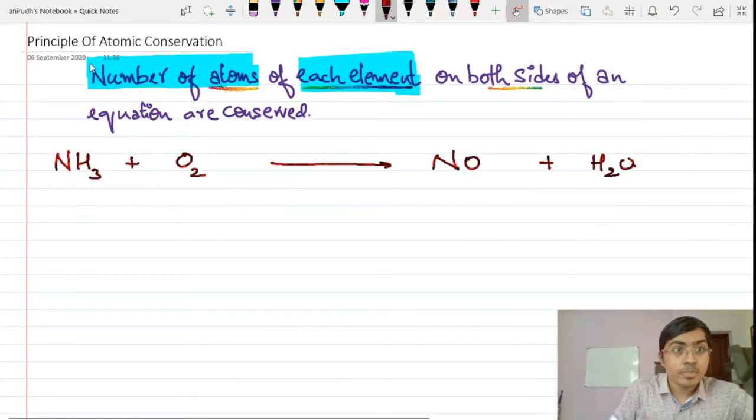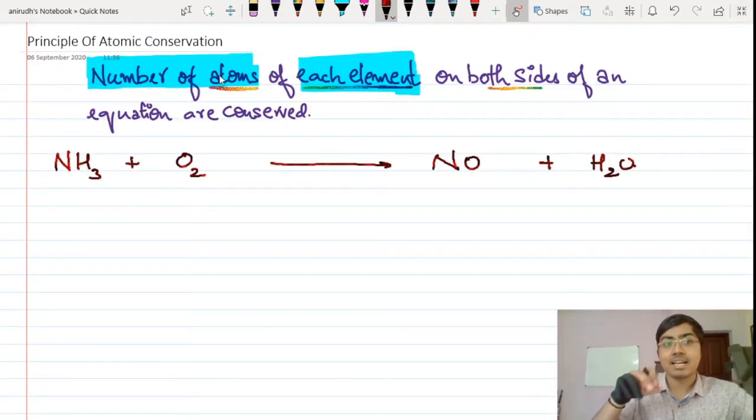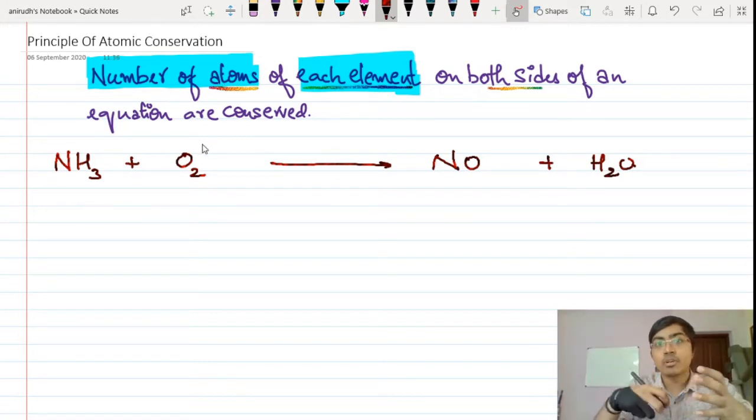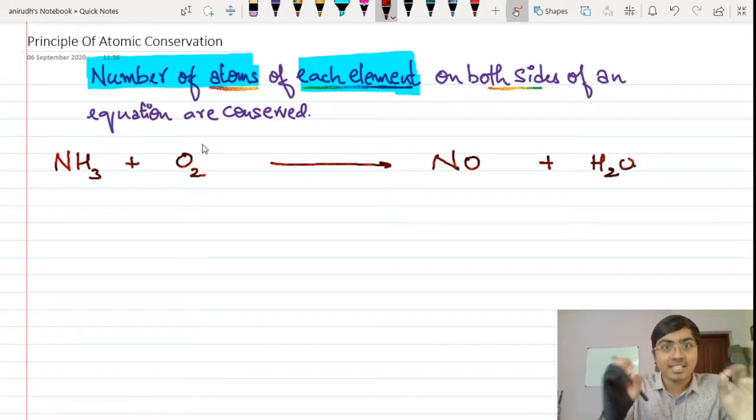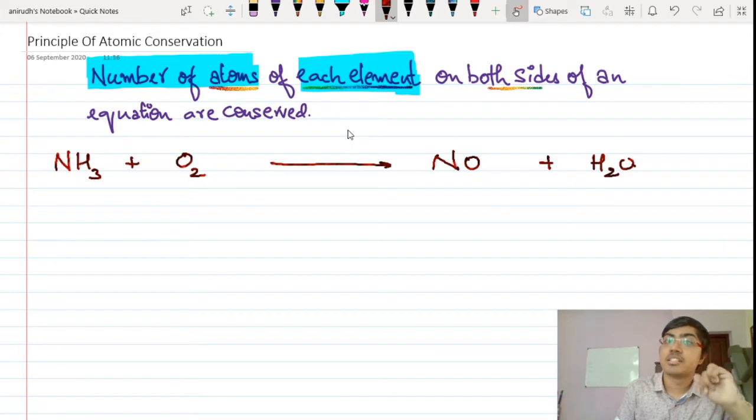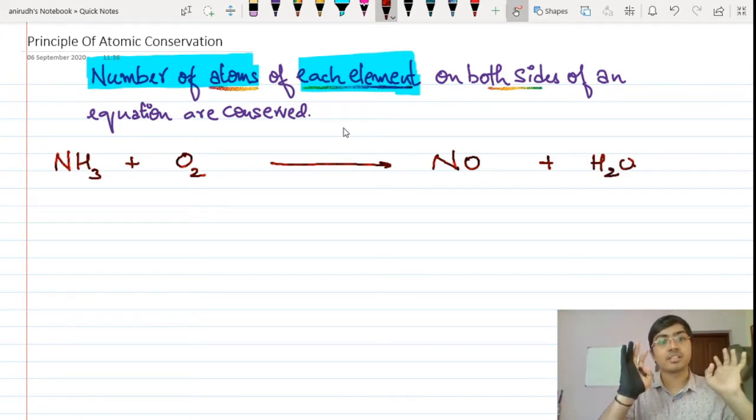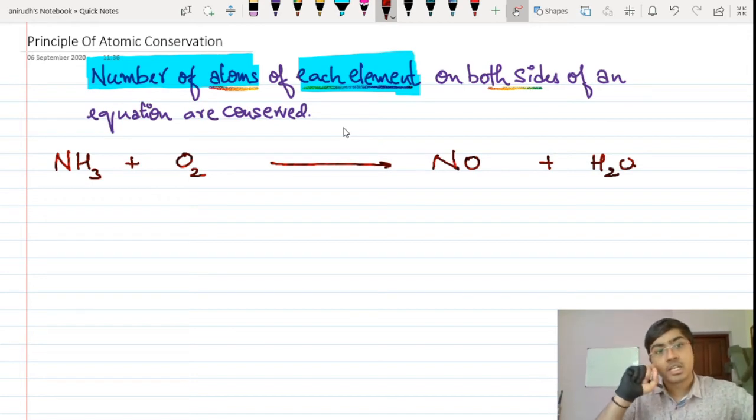Okay, so the principle of atomic conservation states that the number of atoms, we are not talking about any molecule, we are just talking about each and every single atom on both sides of an equation. The number of atoms of each element on both sides of an equation are conserved. Now how will I use this to solve or balance an equation?